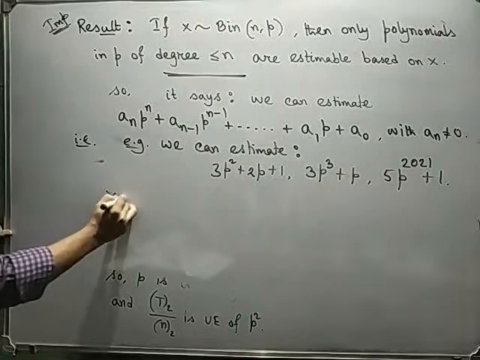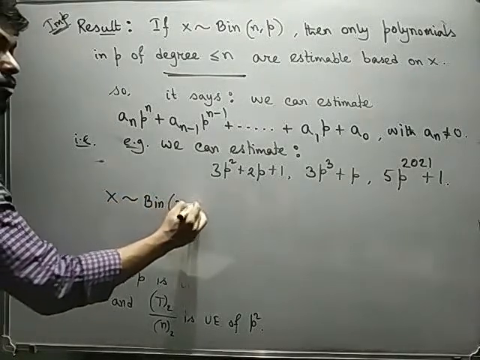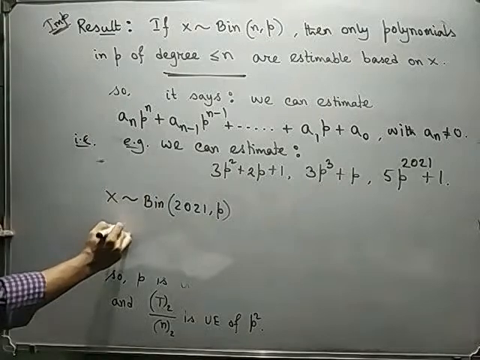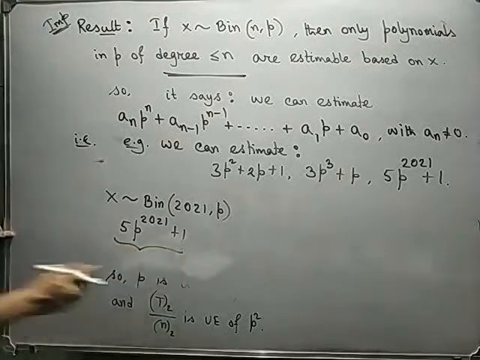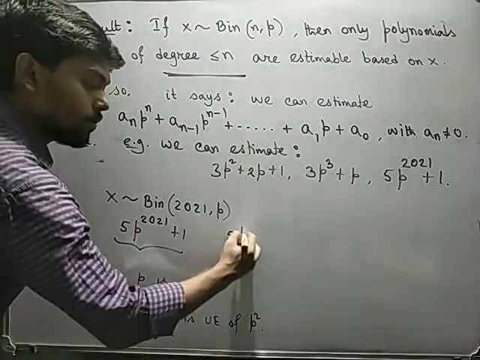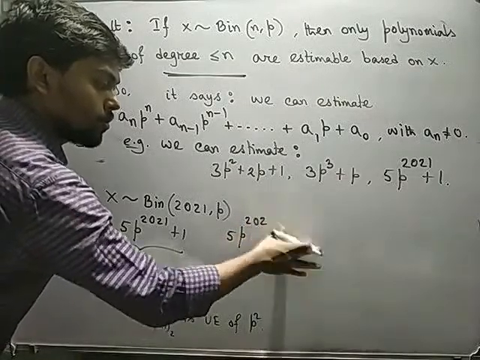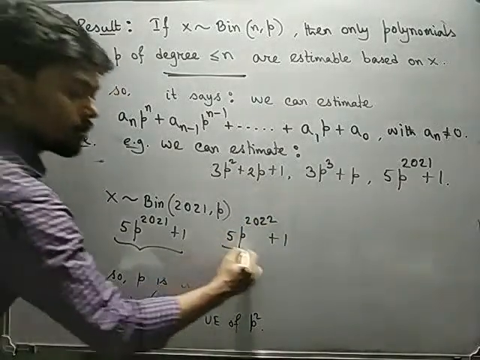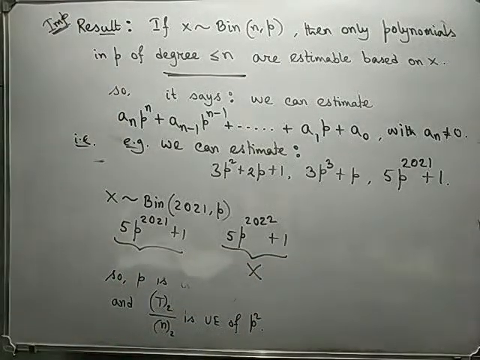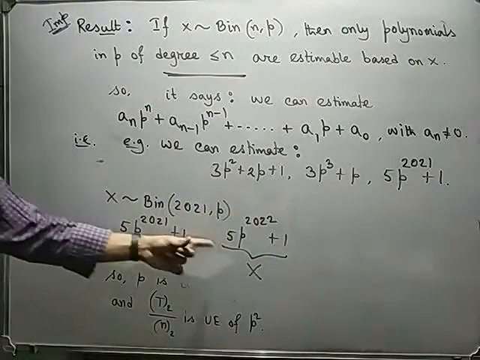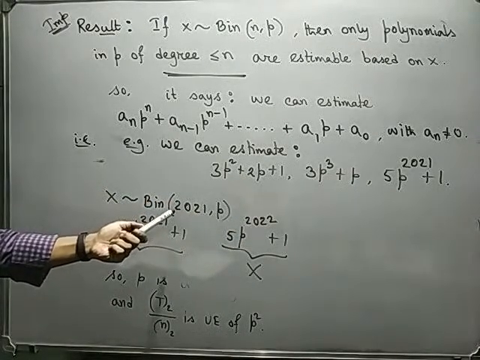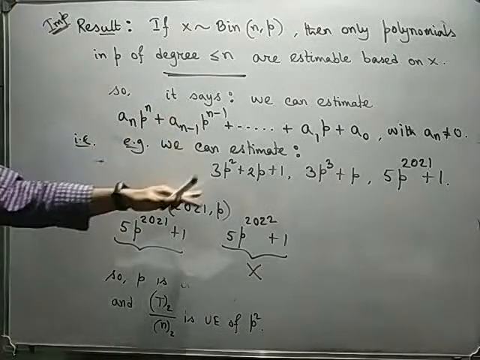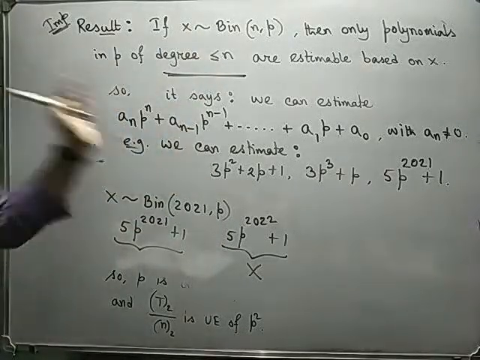Let's say if capital X follows binomial 2021 comma p, then 5 into p to the power 2021 plus p is estimable, but 5 into p to the power 2022 plus 1 is not estimable, as you can see that this power is greater than 2021. So always try to remember this fact. And this is an important result, and you can take any type of polynomial.